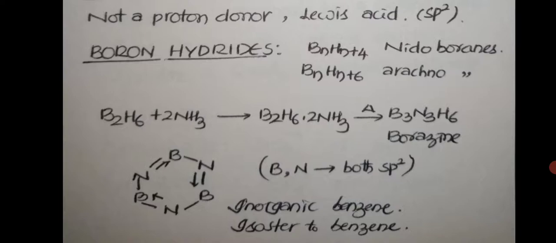Both boron and nitrogen are in sp2 hybridization. You can see the structure here, very similar to benzene.